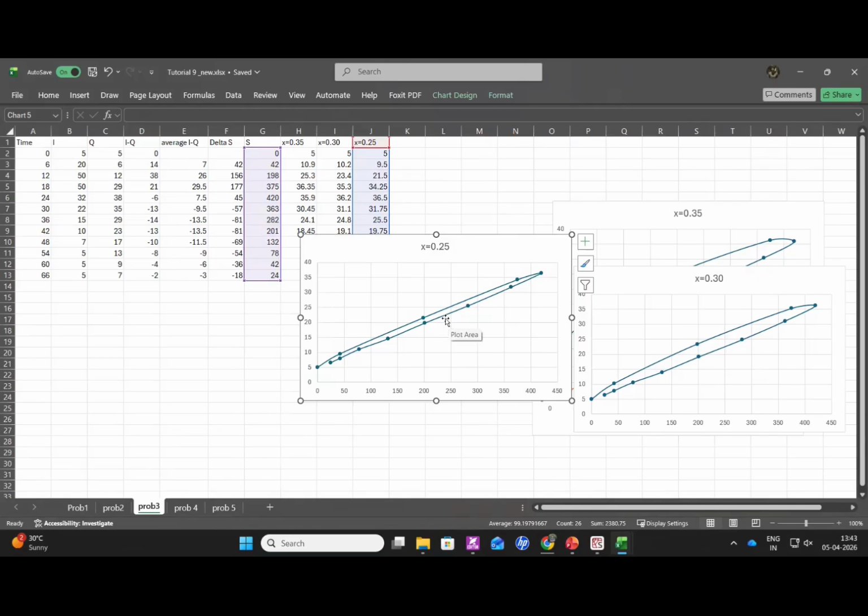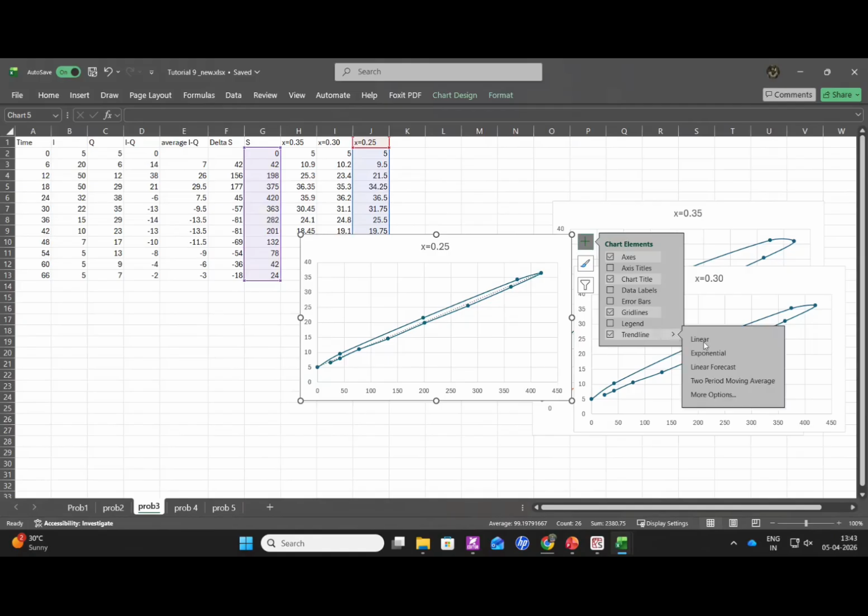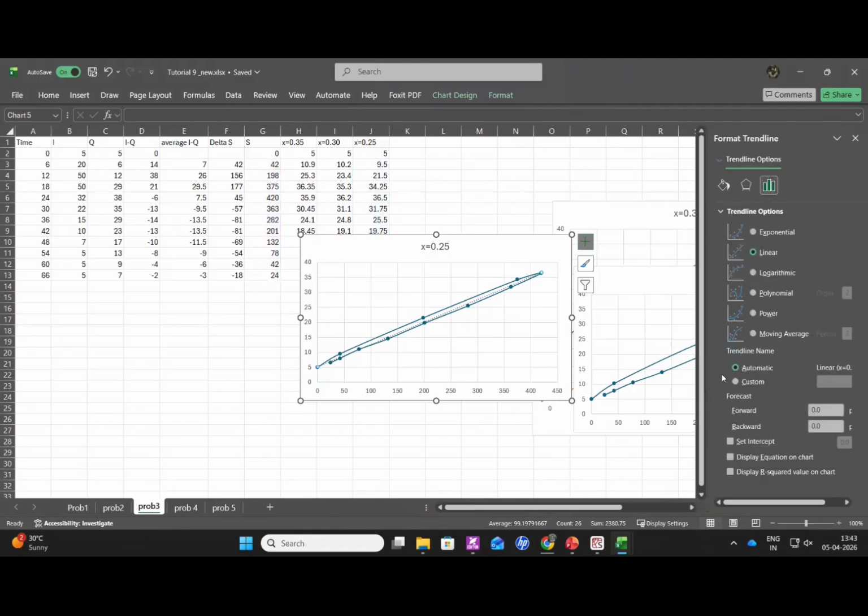So we can roughly take the value of X to be 0.25, and we can add a trend line to this and display the equation on the chart. Yeah, so this is the best fit line to these data points, and the value of X comes equal to 0.25, and similarly the inverse of the slope of this line will be our value of K. Any doubts on this?